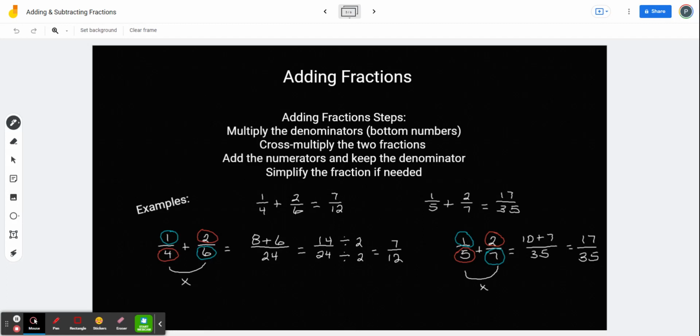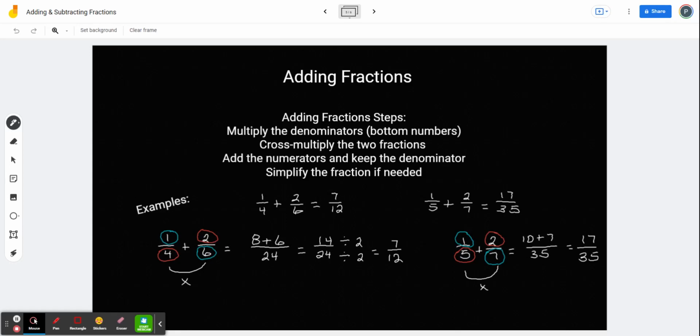Okay, example, 1/4 plus 2/6 equals 7/12. First step is to multiply the denominators. 4 times 6 equals 24. Cross multiply the two fractions. 4 times 2 equals 8. 1 times 6 equals 6. Add the numerators and keep the denominator. 8 plus 6 equals 14. Bring the denominator over, 24. Simplify the fraction if needed. This needs to be reduced. So divide the numerator and denominator both by 2. 14 divided by 2 equals 7. 24 divided by 2 equals 12.